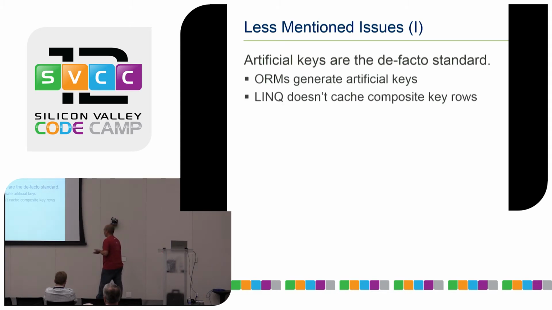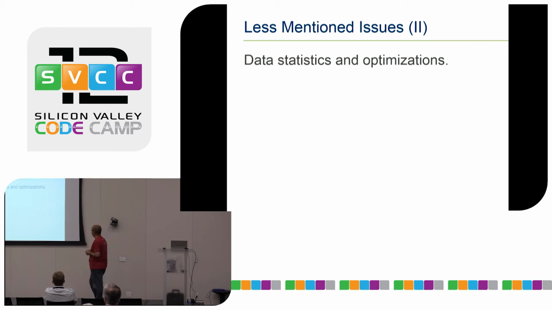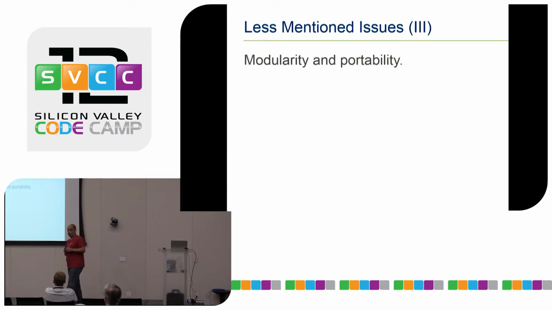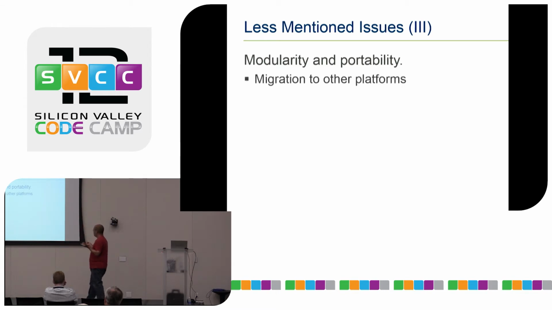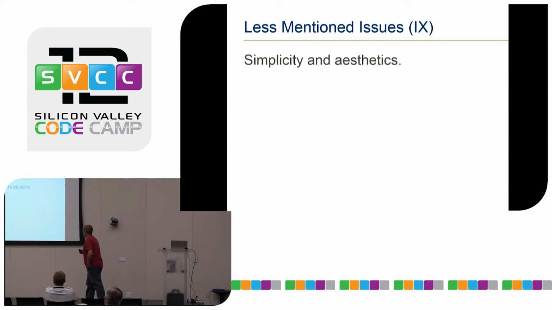So even things like ORMs, I had a personal experience with LINQ for SQL Server that didn't cache composite key rows, and many, many others. Data, statistics, and optimization, I'm going to show you in code. Modularity and portability, this is something that I already mentioned. If you have 2 databases that use natural keys, joining them together is as easy as writing the insert select scripts. That's it. Right? All the entities are identifiable. You can immediately tell which one is which just by looking at the key, which means migration to other platforms and merging with other databases is going to be easier.